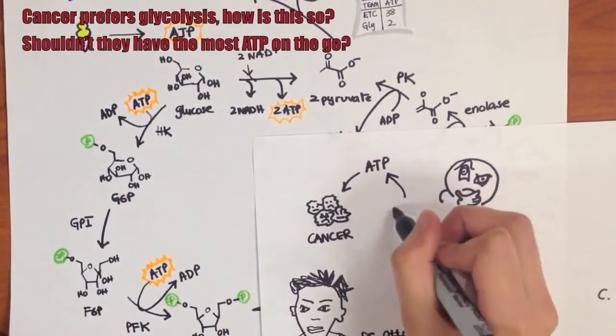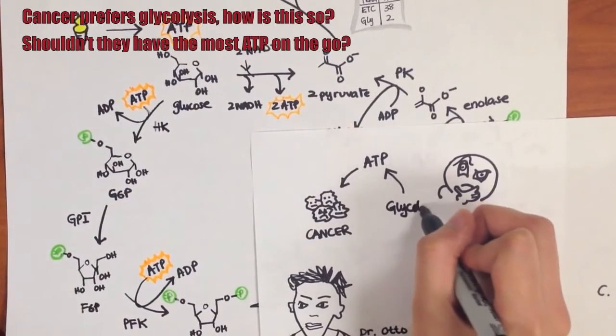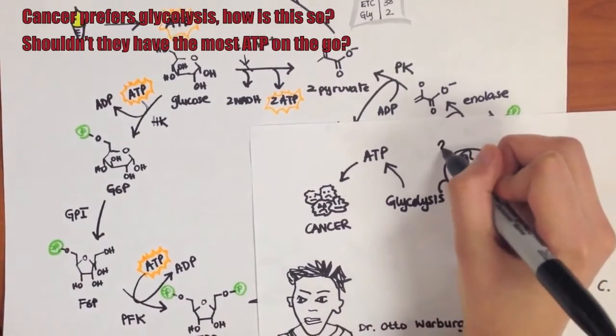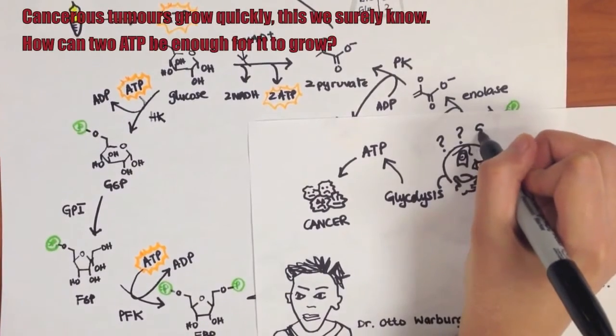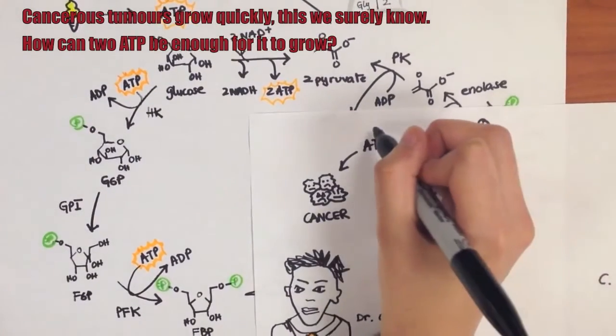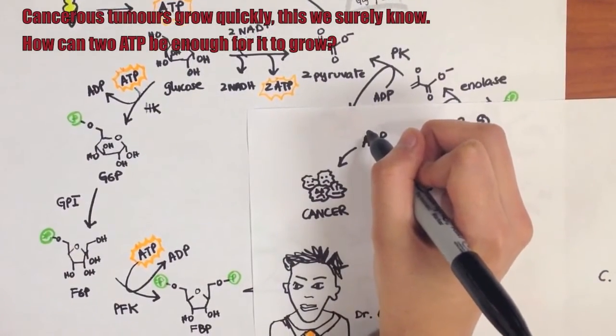Cancer prefers glycolysis. How is this so? Shouldn't they have the most ATP on the go? Cancerous tumors grow quickly, this we surely know. How can 2 ATP be enough for it to grow?